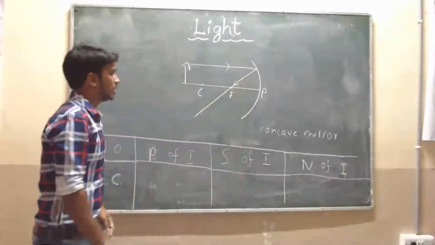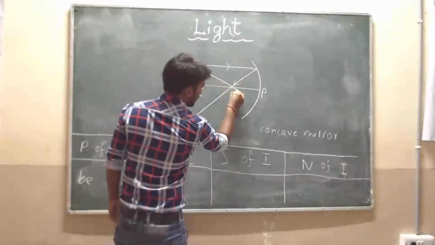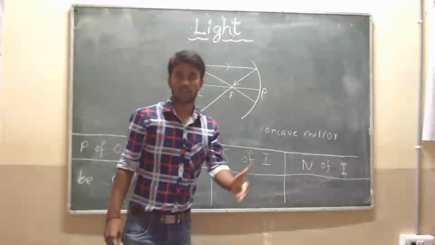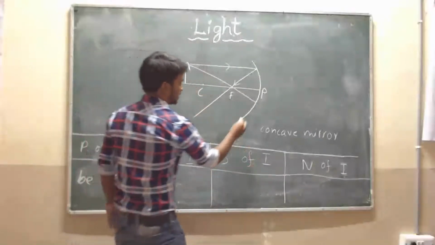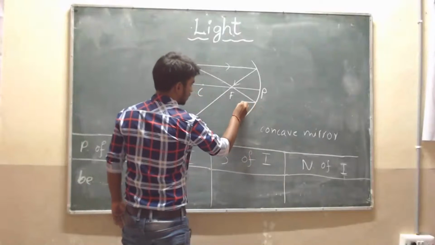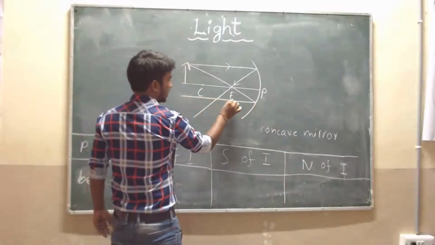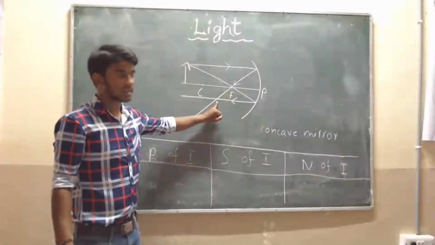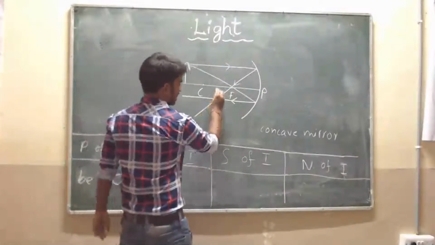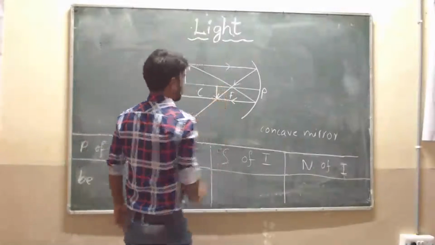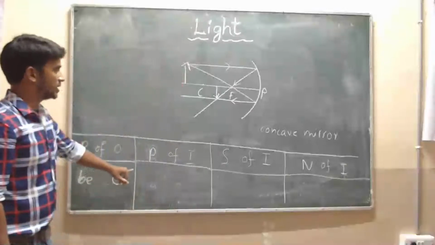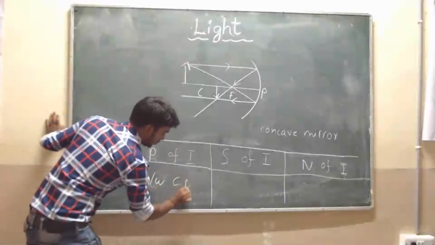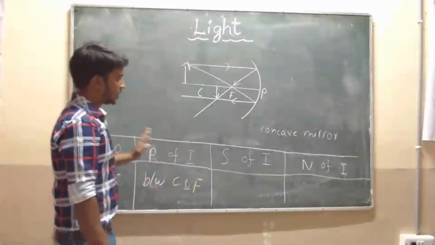Next, I will consider one more ray, that ray which passes through the principal focus. You know, when the ray passes through the principal focus, after reflection it is parallel to the principal axis. See, here both the reflected rays are meeting at this point. Correct? So that's why if you keep a screen here, then we get the image here. Okay? So now position of the object behind C, then position of the image between C and F.